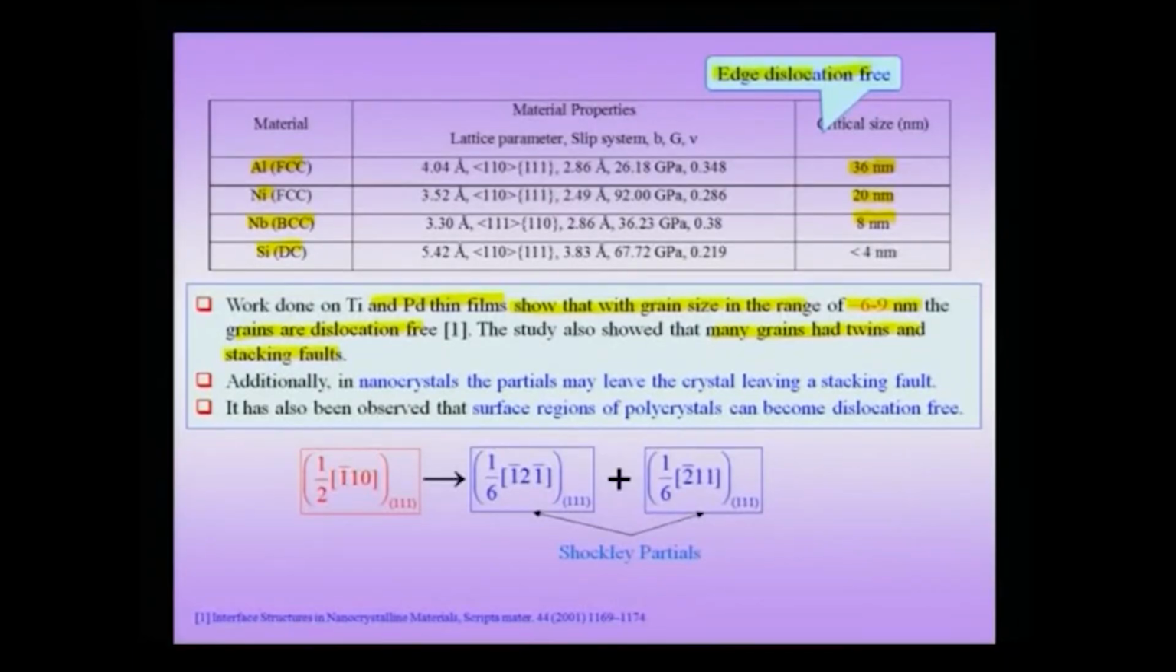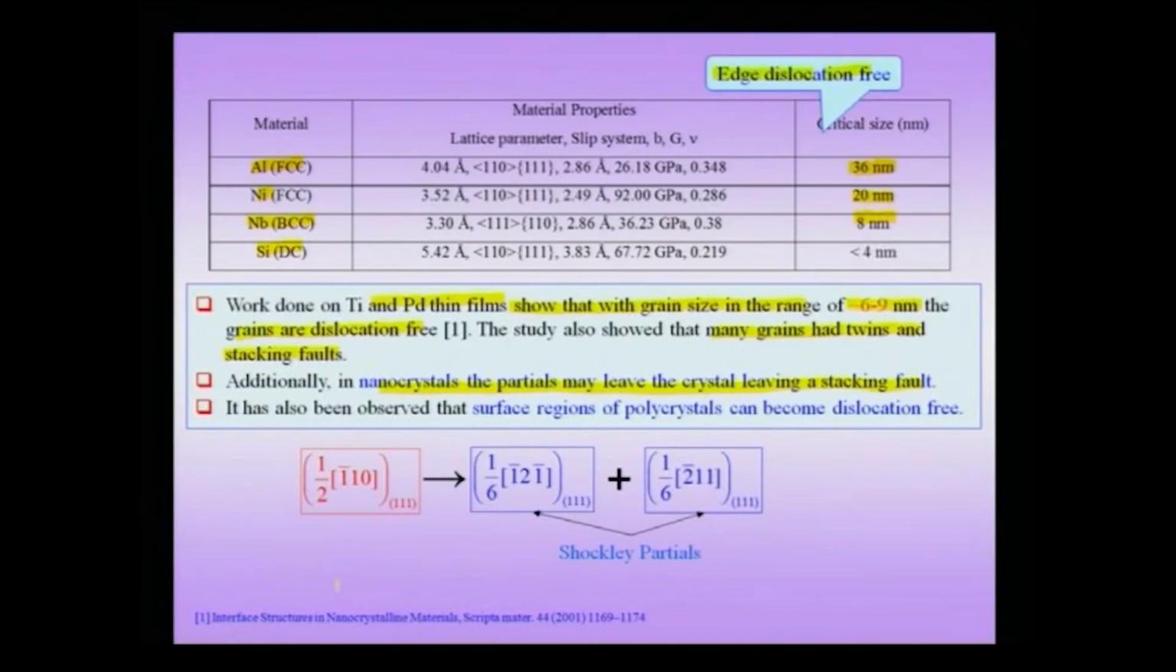The twins part is, it is clear that maybe the deformation mechanism is switching from plasticity by slip to plasticity by twinning, which also we will talk about a little more in some of the coming slides. And additionally we should note that regarding the stacking fault part, in nanocrystals the partials may leave the crystal leaving a stacking fault. That means the entire dislocation may not leave the crystal, but actually the partials may leave the crystal.